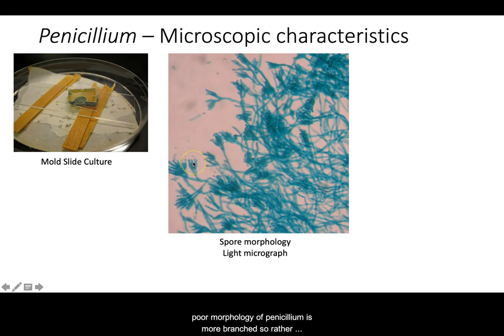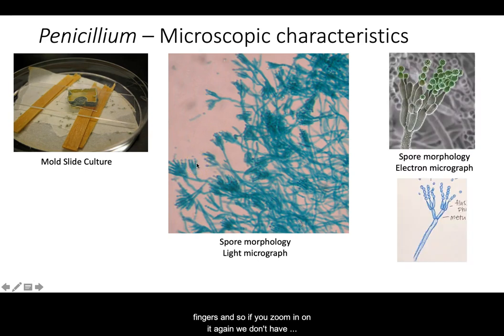The spore morphology of Penicillium is more branched. Rather than being organized like a dandelion, you have these splitting into four or five different branches, and they almost look like fingers. If you zoom in on it, again, we don't have an electron microscope, but this is what they would look like. Here's a drawing. Many people say they look like the wrist and hands of a skeleton.